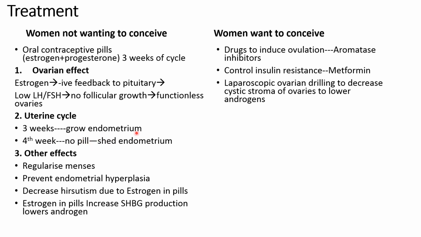The estrogen would grow the endometrium, and after 3 weeks, in the 4th week, the pill would not be given. At that time, due to the absence of estrogen, this endometrium would shed off, like normal menses. And menses would be normalized; they would become cyclic. As we saw, 3 weeks of growth of the endometrium, and 1 week when the pill is not given, the endometrium would shed like normal menses. It would prevent endometrial hyperplasia. Hyperplasia means overgrowth. So the endometrium would not overgrow, it would shed.